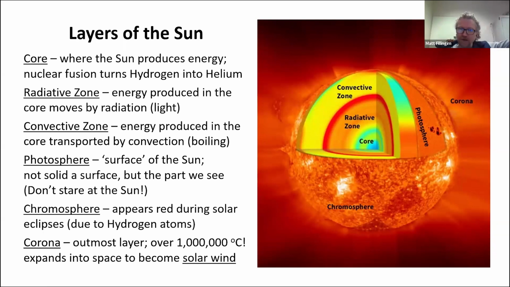There are layers above that, which we call the atmosphere of the sun. But again, the whole thing is gas, so it's kind of silly to say atmosphere. Above the photosphere is the chromosphere. Chromo means color, so when we look at it, it usually appears red. We can usually only see that during eclipses, and that red color comes from hydrogen atoms.